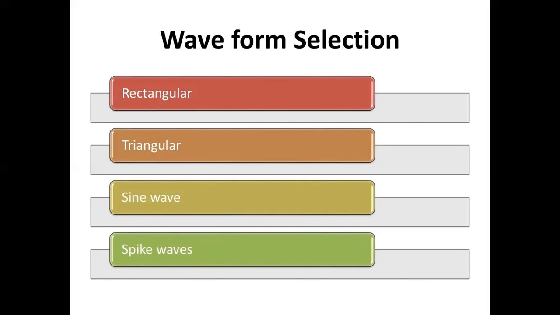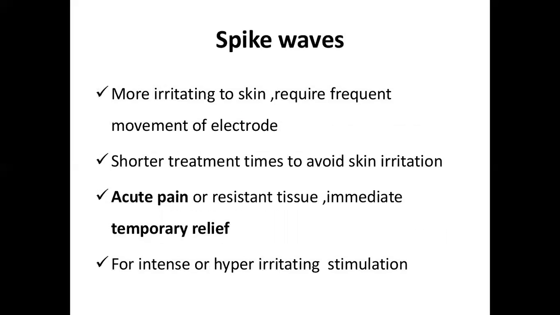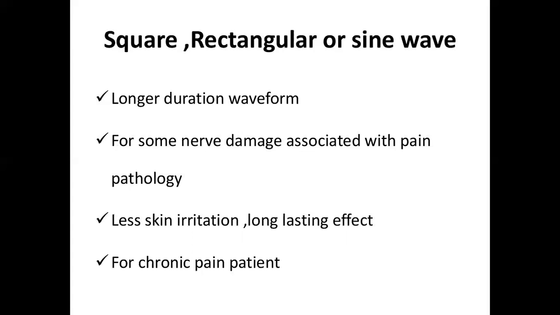Waveform selection: it can be rectangular, triangular, sine waves, or spike waves. Spike waves are more irritating to skin, require frequent movement of the electrode and shorter treatment times to avoid skin irritation. They are used for acute pain or resistant tissue, giving immediate temporary relief with intense or hyper-irritating stimulation. Square, rectangular, or sine waves are longer in duration, used for some nerve damage associated with pain pathology, with less skin irritation and long lasting effect, and for chronic pain patients.